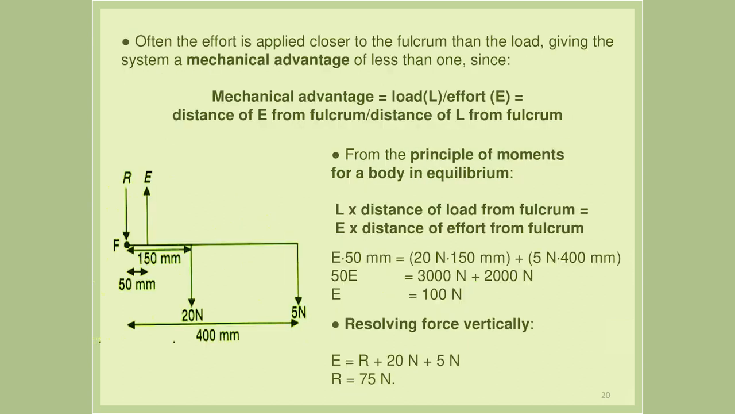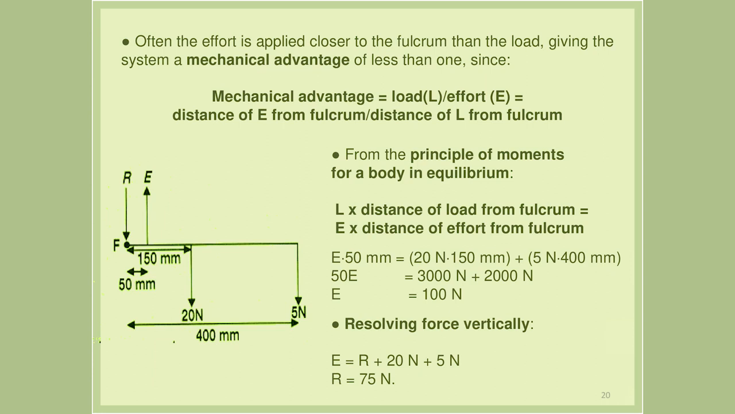From the principle of moments, for a body in equilibrium, the torques of the forces should be equal and opposite in their signs. This may be expressed analytically this way: load times distance of load from fulcrum should be equal to the product of the force exerted by the muscle times the distance of the effort from the fulcrum. Often the effort is applied closer to the fulcrum than the load, giving the system a mechanical advantage of less than 1. It is just this case. Mechanical advantage is the ratio of the load and effort.